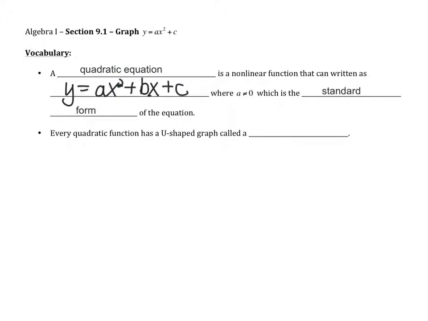So basically in this section, or more so in this chapter, we're going to be taking the equations that we were factoring from last chapter and now graphing them. Every quadratic function has a U-shaped graph called a parabola, which again is a U-shaped graph. So you'll see later in the notes these U-shaped graphs and how they are formed.